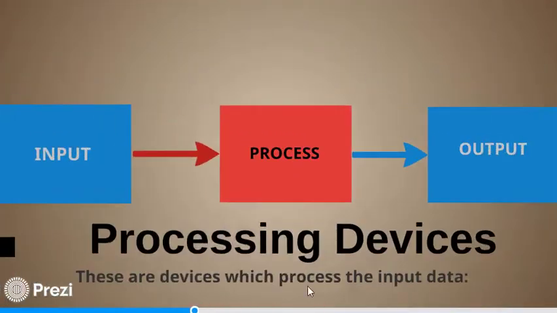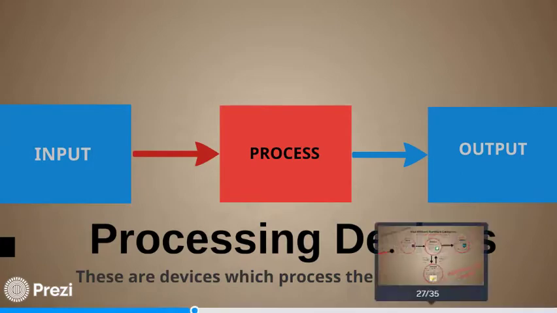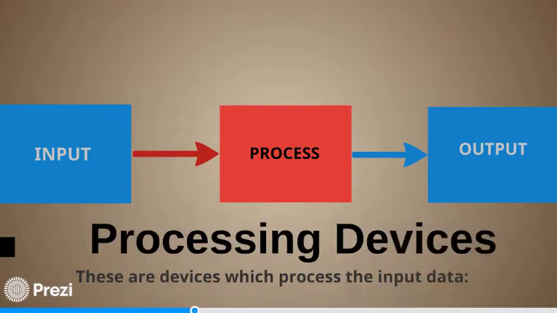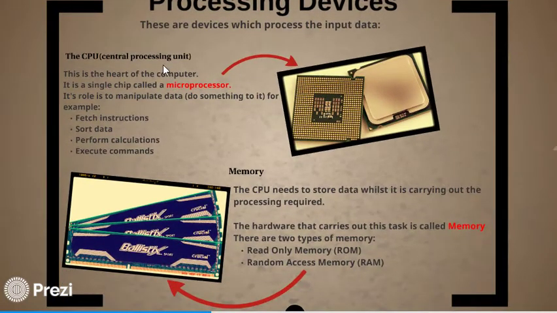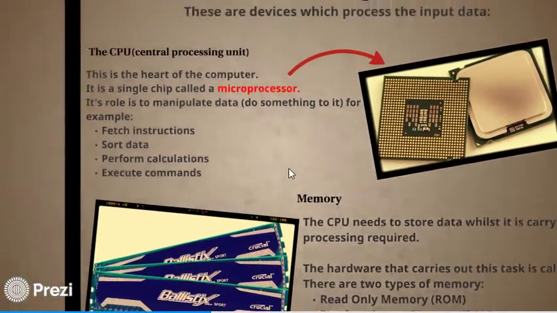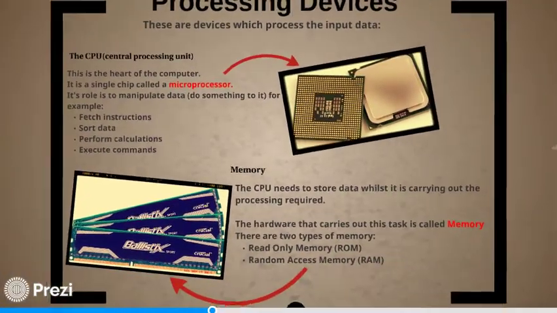And let's proceed to the next one. We have now the processing devices. These are devices which process input data, as I mentioned before, and that is the CPU, or the central processing unit. This is the heart of the computer. It is a single chip called a microprocessor. Let me just zoom into it.